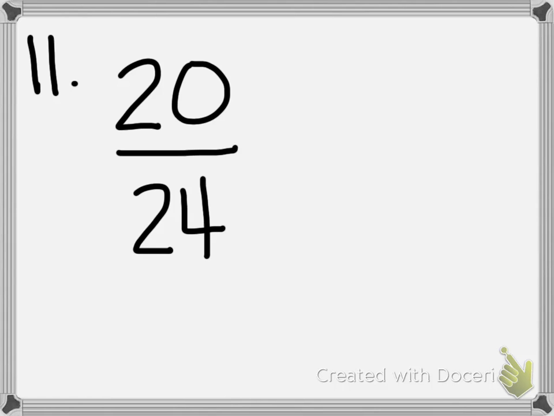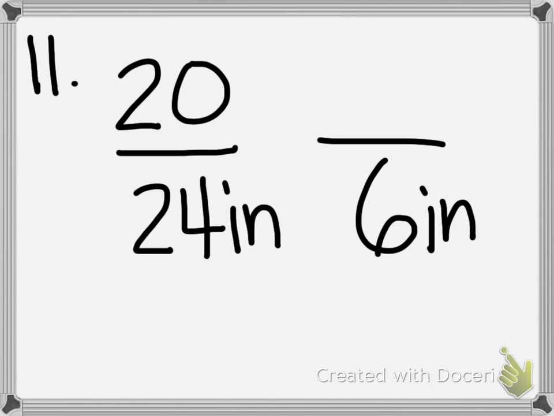So we have a photograph. It's 20 inches by 24 inches, and it's scaled to 6 inches long. So our length is on the bottom, which is our denominator, and our width is on the top. So you'll cross multiply and solve.